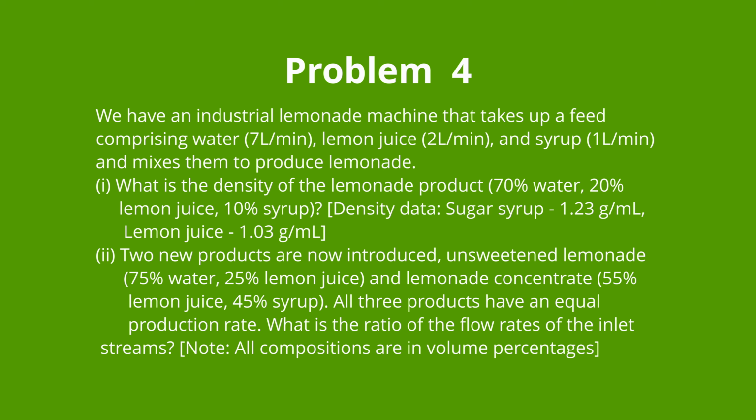70% water, 20% lemon juice, 10% syrup. We are given the density data. Sugar syrup 1.23 gram per ml and lemon juice 1.03 gram per ml.